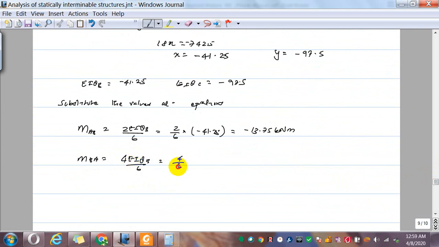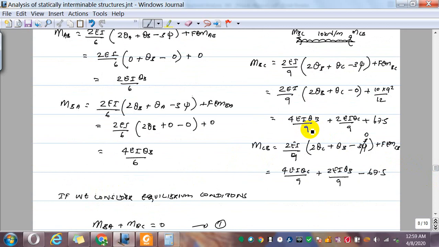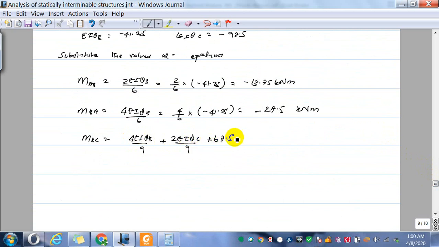So that is 4 over 6 into minus 41.25. That is double on this into 27.5, minus 27.5 kilonewton meter. And if you get MBC, it should be MBC is 4 EI theta B over 9, 2 EI theta C over 9 plus 67.5. So 4 EI theta B over 9 plus 2 EI theta C over 9 plus 67.5.